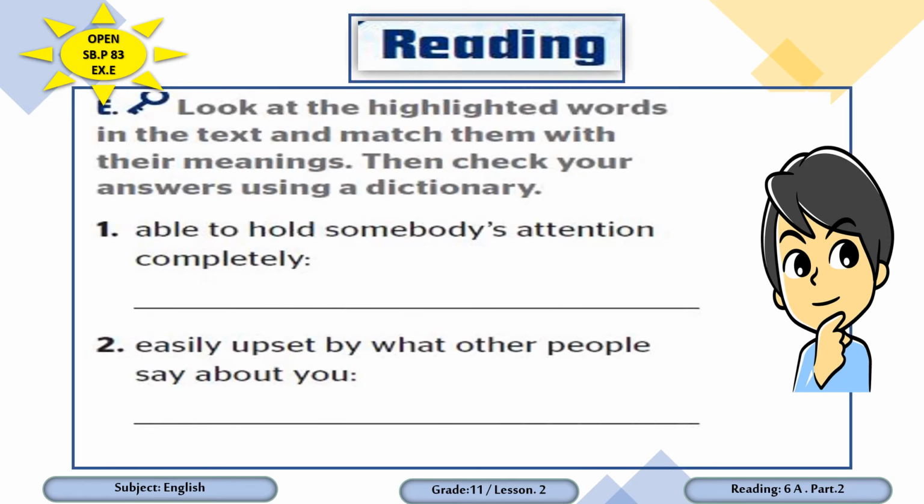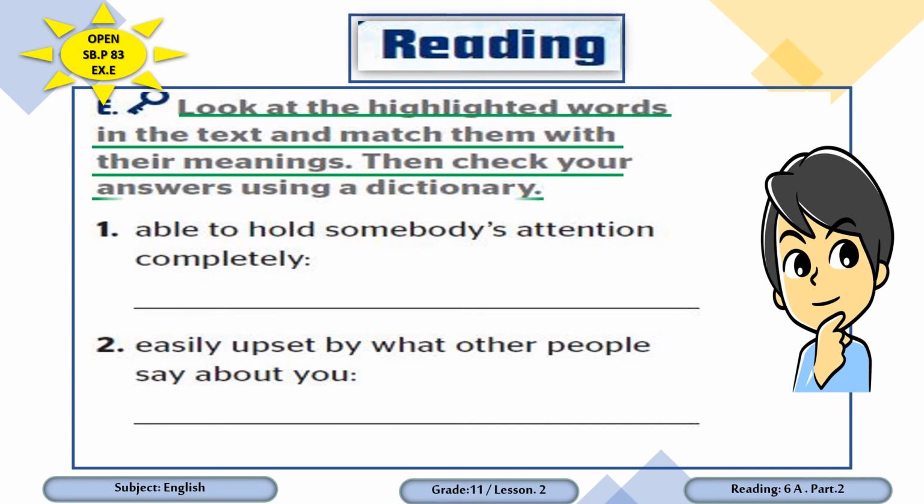Dear students, as we have just mentioned, what you simply need to do is read the meanings well, then find the suitable word from the 5 highlighted words from the text that matches the meaning. So, 1. Able to hold someone's attention completely. 2. Easily upset by what other people say about you. Please pause the video for some time, get your answer ready. After that, play the video again in order to check your answers.